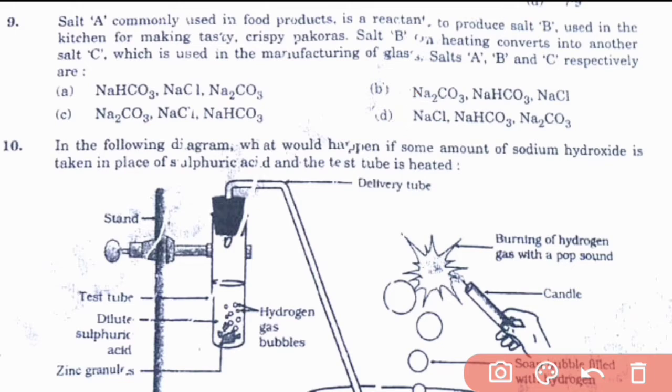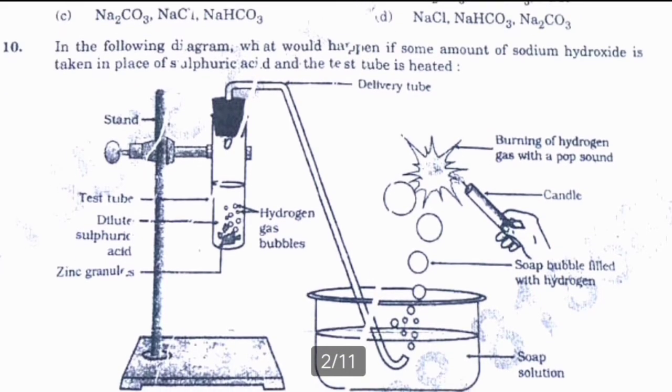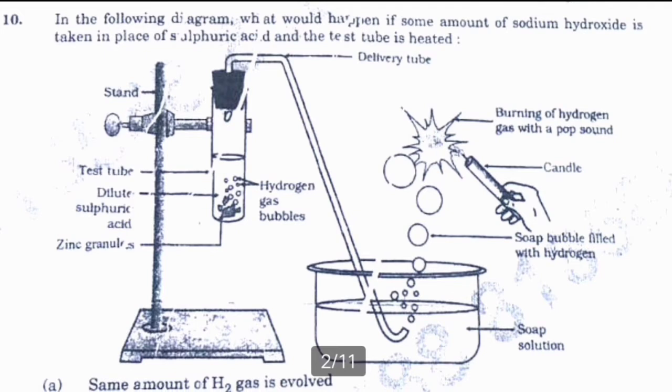Next question, that is question number 10. So here this question comes from the activity. In the following diagram, what would happen if some amount of sodium hydroxide is taken in place of sulfuric acid and the test tube is heated?